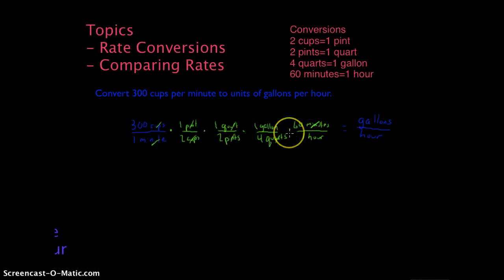My minutes cancel, and look, I am now in gallons on top, hour on the bottom. And now I use the same process. I multiply across. So I have 300 times 60 gives me 18,000 gallons. Okay. Divided by, let's see, 2 times 2 is 4, that's going to be 16 hours. Okay. And then if I just divide those numbers, let's do some quick long division here.